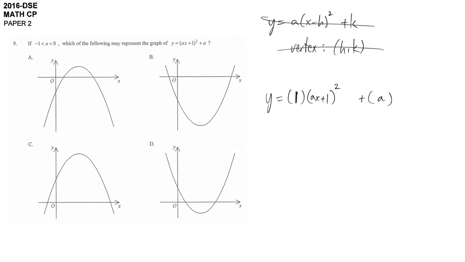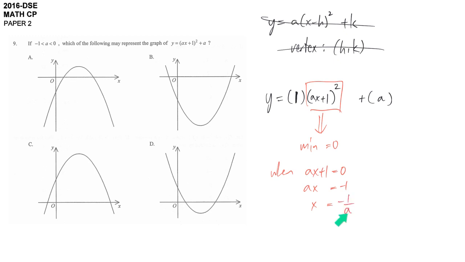A very important thing is how we get the vertex. It's because of this condition. It will create a turning point when this equals 0, because the whole thing squared provides a minimum of 0. So when it becomes 0, that will be the maximum or minimum, which means a turning point for a quadratic graph. We consider when ax plus 1 equals 0. Then this is negative 1 over a.